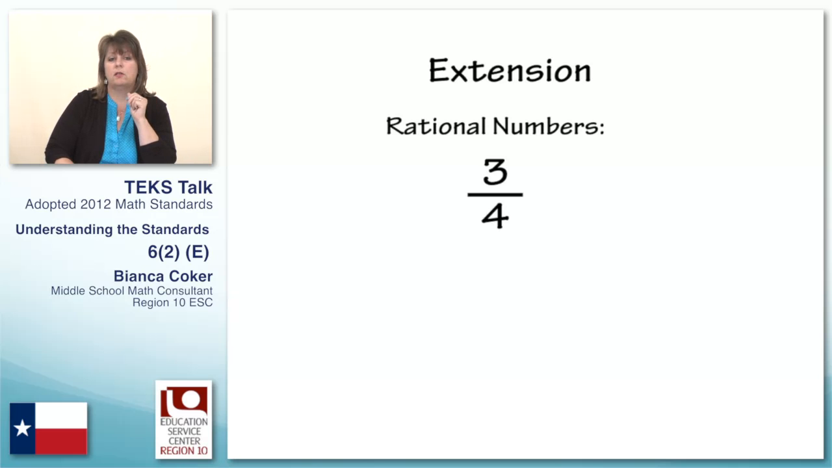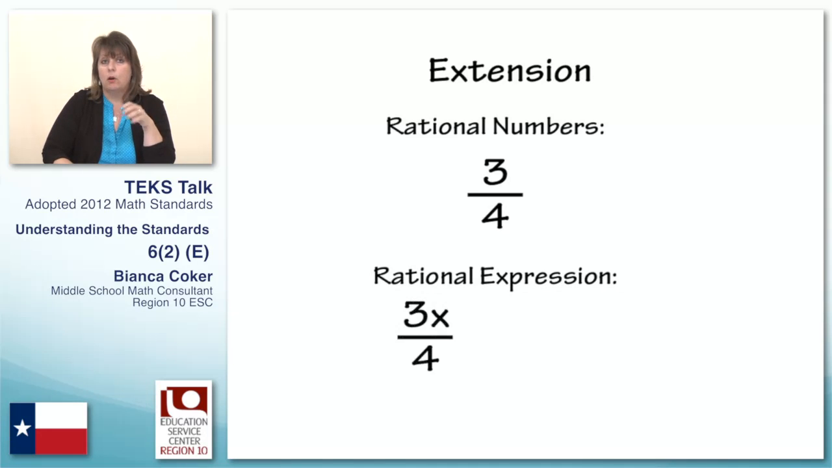So when we look at a rational number like 3 divided by 4 or 3 fraction bar 4, 3/4, we can see a rational expression might be 3x over 4 or 3x over 4y. These are expressions because we have those variable components to the numerator and the denominator. They're no longer rational numbers, but they're rational expressions.